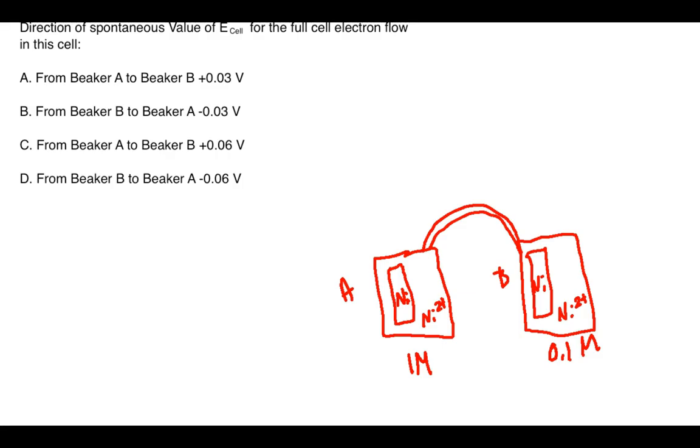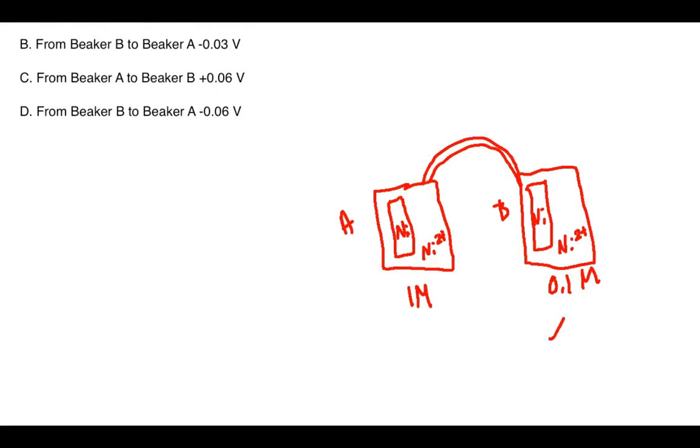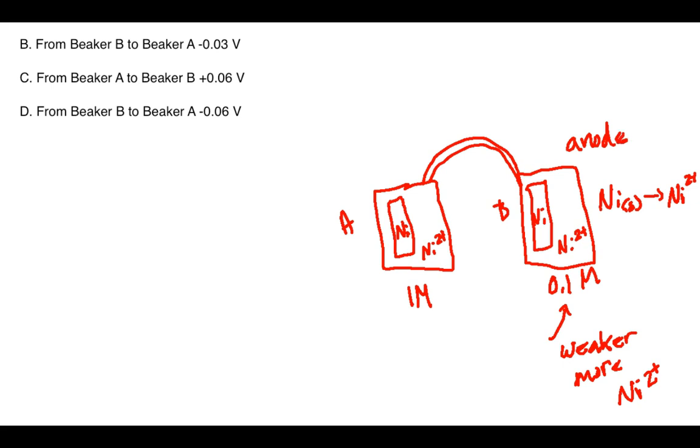So if we think about this, we've got B as the weaker of the two, and when I say weaker, I'm referring to the concentration. Okay, so if this is weaker, it needs more of the nickel 2 plus in order to become stronger in concentration. So how are we going to generate nickel 2 plus? We need to take solid nickel and turn it into nickel 2 plus. Well, that's a process of oxidation. So I'm going to label this as the anode, and that means by default this has to be the cathode.